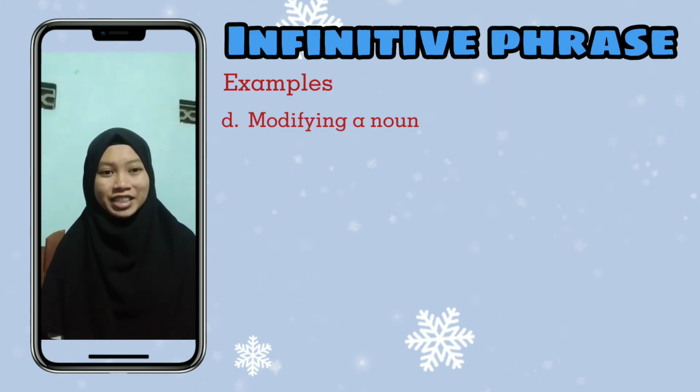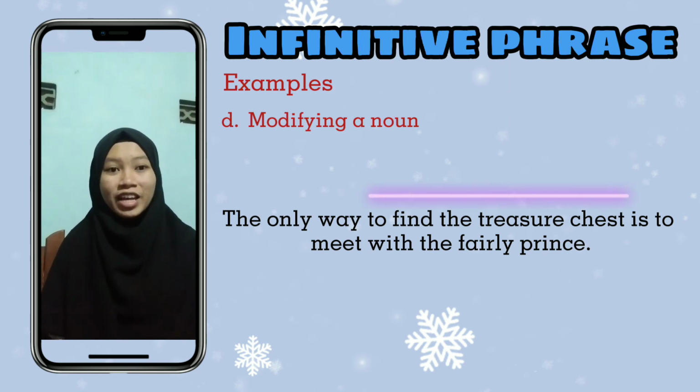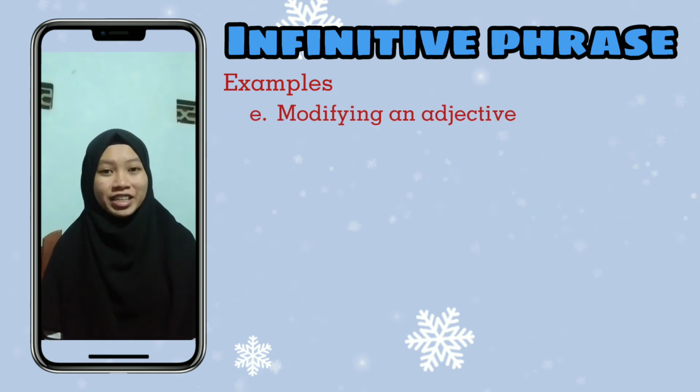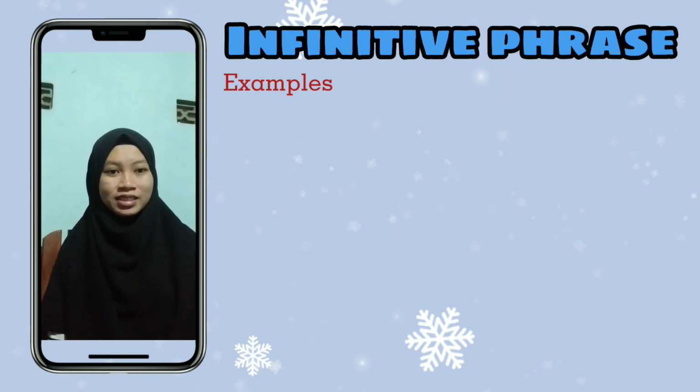Modifying a noun. For example, the only way to find the treasure chest is to meet with the final prince. In this sentence, the infinitive phrase is to find the treasure chest, and modifying the noun way. Modifying an adjective. For example, it is possible to live a simple life. In this sentence, the infinitive phrase is to live a simple life, and modifying the adjective possible.